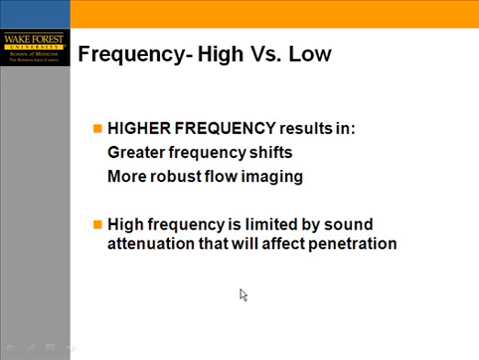Now, frequency, what are you going to use? You're going to use high, or you're going to use low. The concept is you need to understand the advantages of each of the two. Higher frequency results in greater frequency shifts. It's a more robust flow imaging. But remember, you can't use higher frequency all the time because you're limited by the sound attenuation that will affect the penetration.